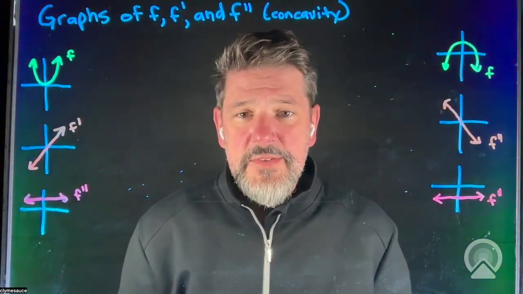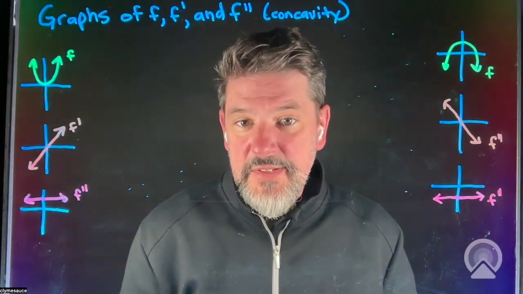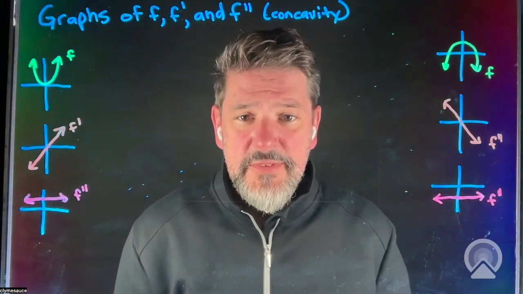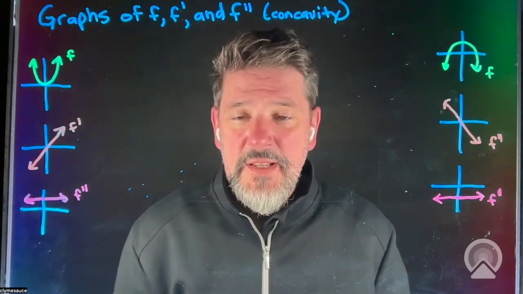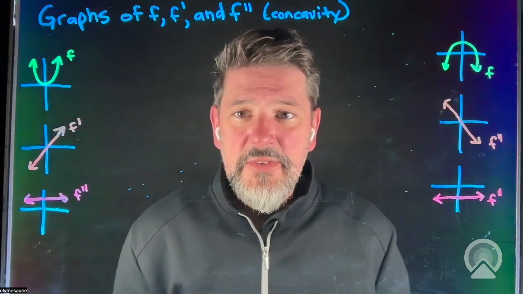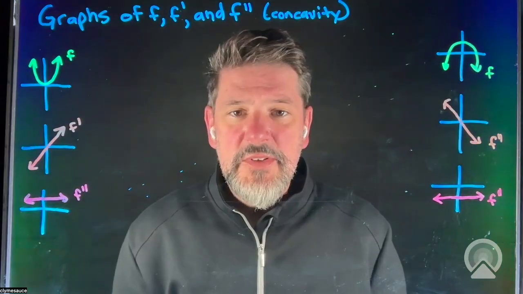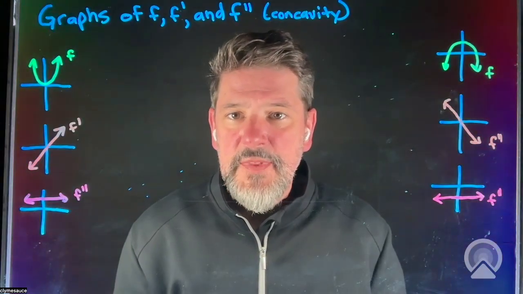So now we understand that the derivative is the slope of the tangent line of the function. But what about the second derivative? What is that? This is climb time, and today we're going to look at graphs of f, f prime, and f prime prime. We're also going to look at something called concavity.